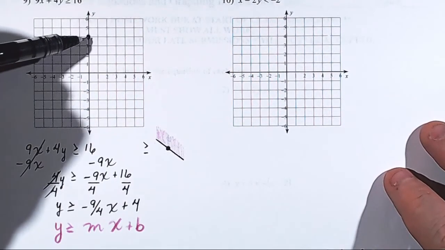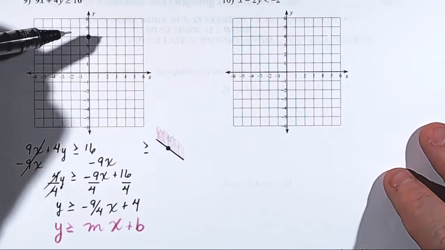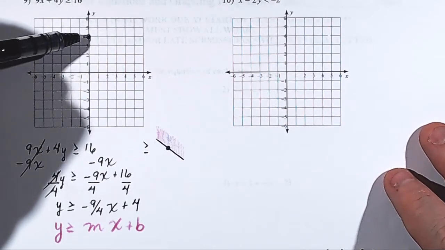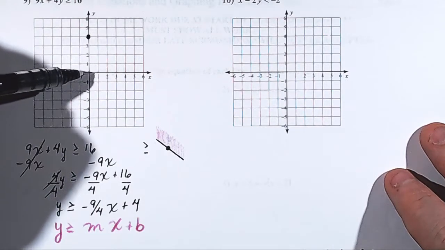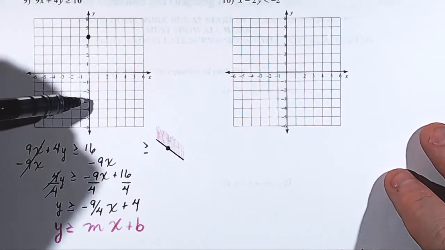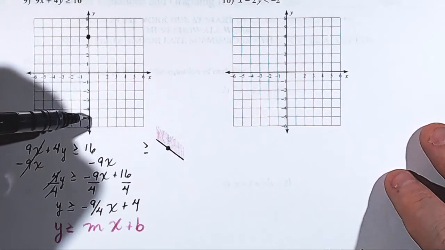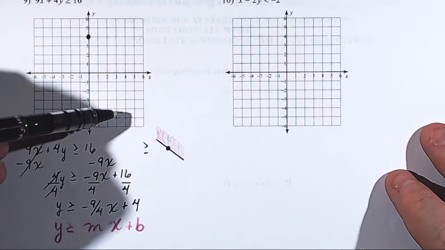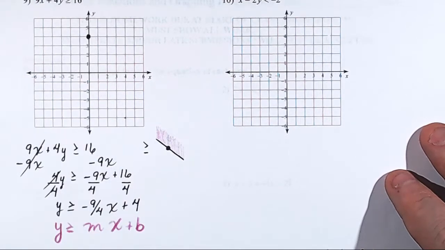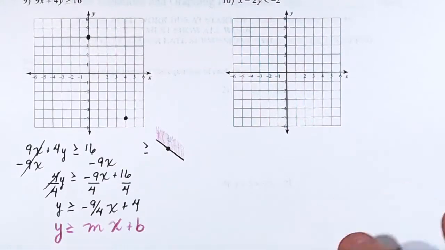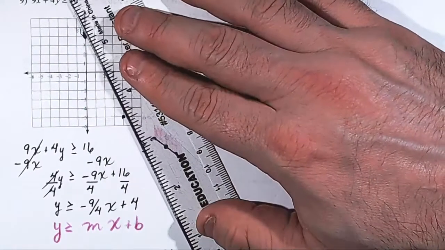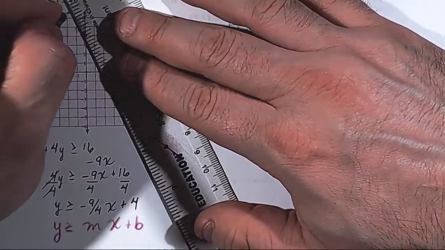So starting with your pen or pencil on y equals 4 on the y-axis, go down 9. 1, 2, 3, 4, 5, 6, 7, 8, 9. And then go to the right 4. 1, 2, 3, 4. Okay, put a little dot there. And now we can connect the 2 points like this.